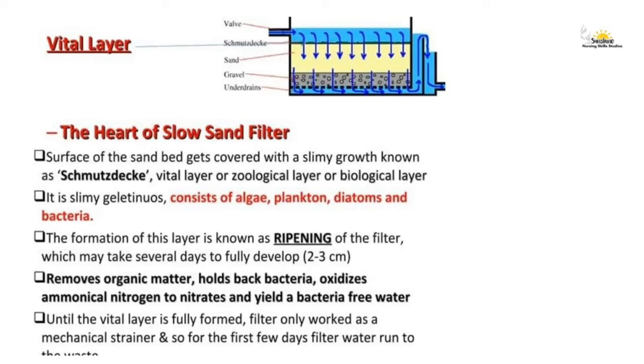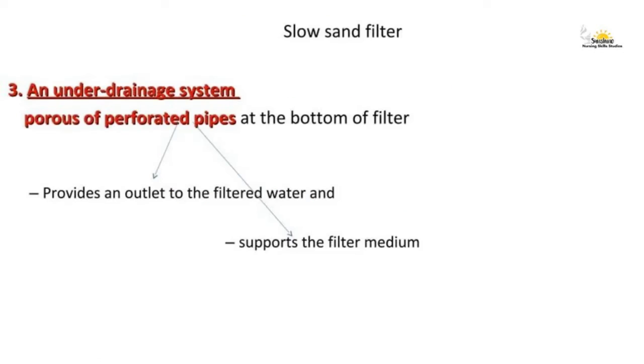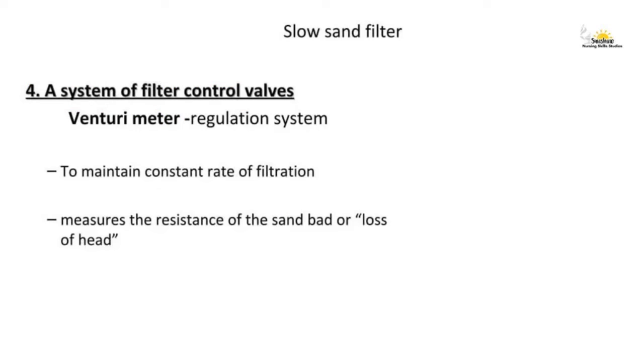Next, to know about the under drainage system, it consists of perforated pipes at the bottom, which provide an outlet for the filtered water. That is, we'll have small holes in the pipes through which we can get the filtered water. And to know about control valves, it is a regulation system to maintain a constant rate of filtration.